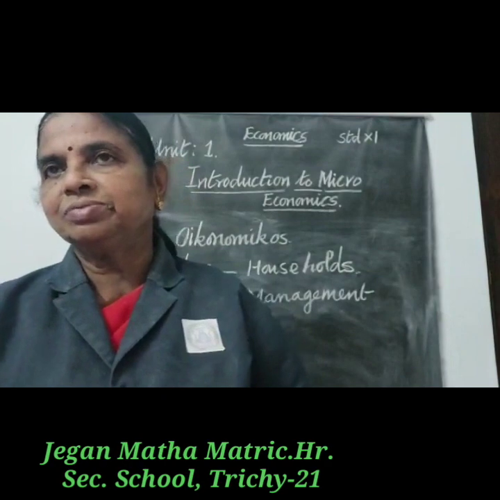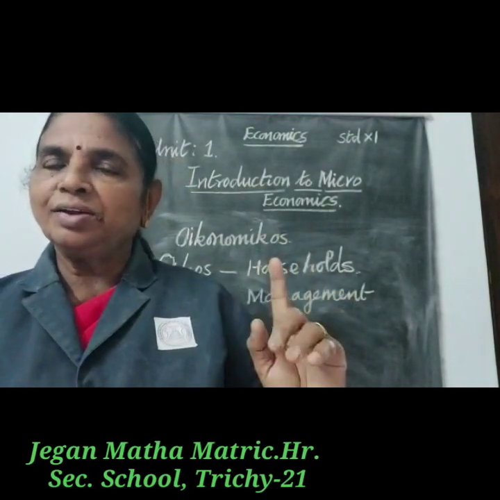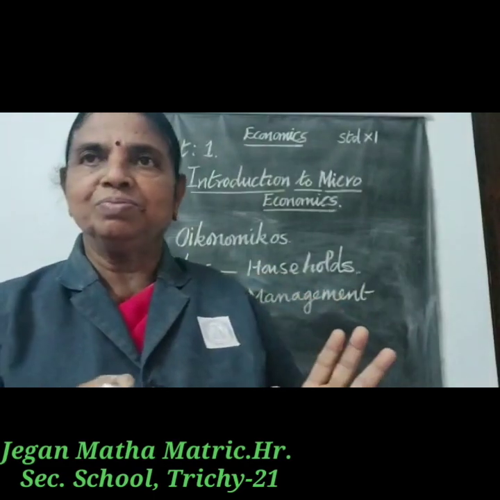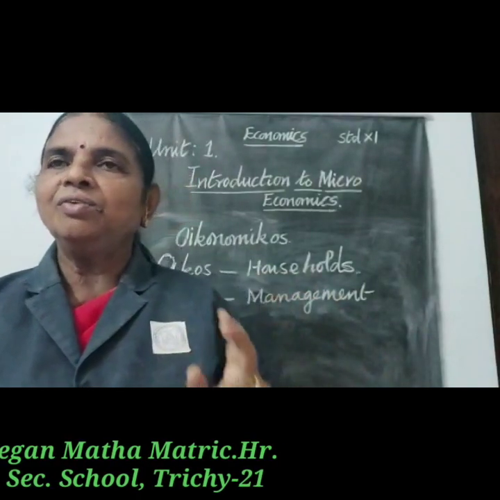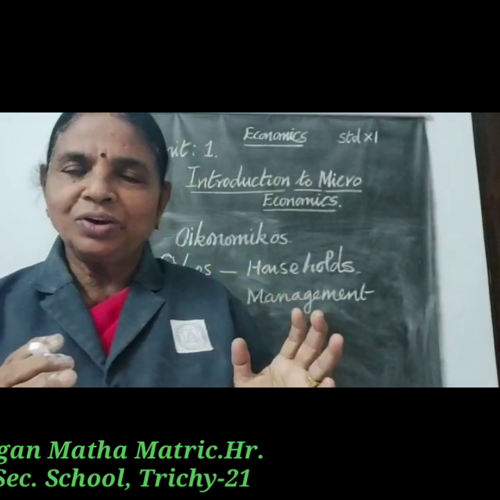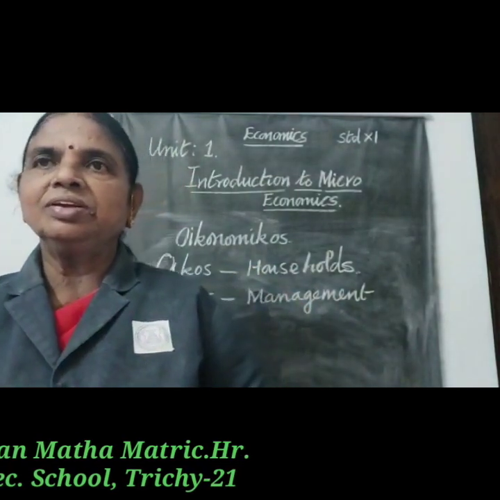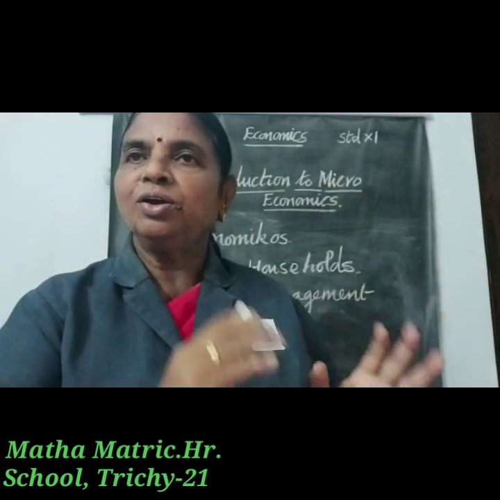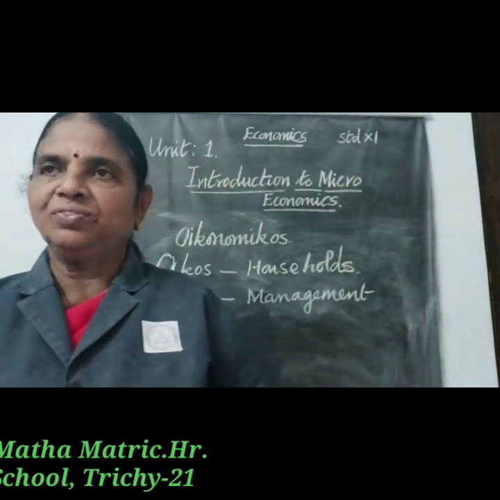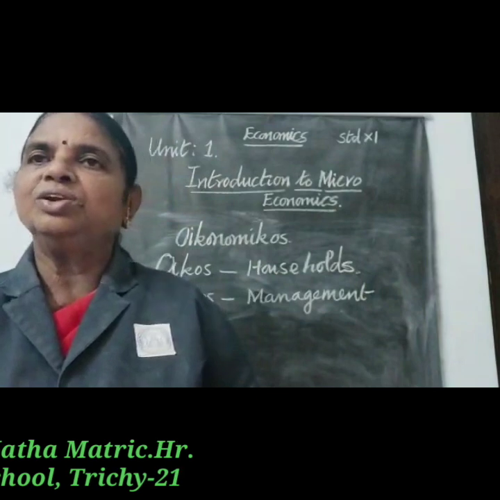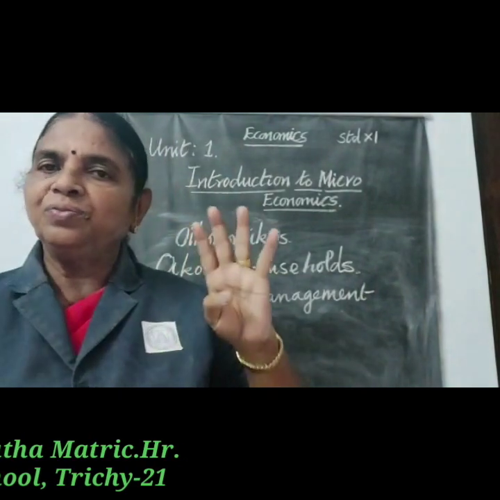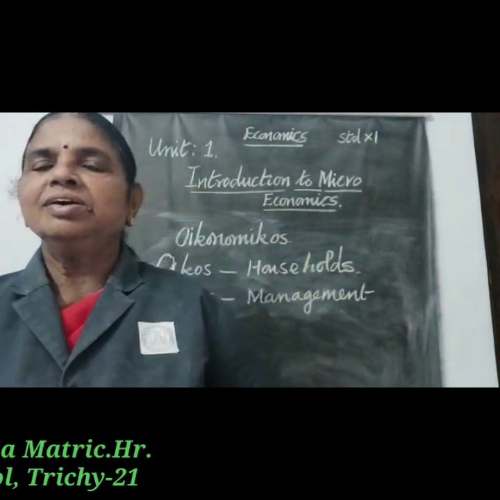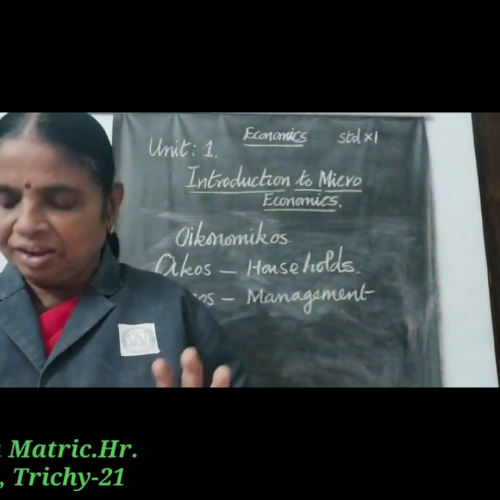There are 4 definitions, each referring to a particular stage of the growth of the subject of economics. First is Adam Smith's wealth definition, representing the classical era. Second, Alfred Marshall's welfare definition, representing the neoclassical era. Third, Lionel Robbins' scarcity definition, representing the new age. And fourth, Paul Samuelson's growth definition, representing the modern age.